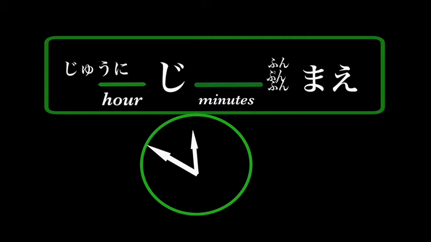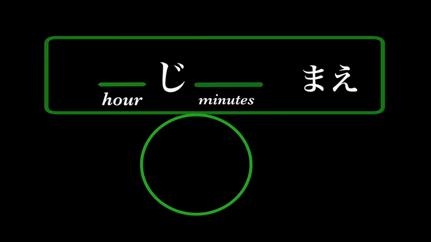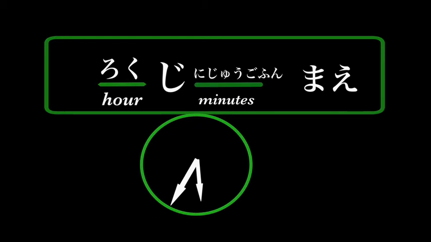Then we use the word mae, meaning in front of or before. So for example, if it was 10 to 12, 12 o'clock, 12時, 10 minutes, 10分, mae, in front. So 12 o'clock with 10 minutes in front. 12時, 10分, mae, 10 to 12. Another example would be 25 minutes to 6. 6時25分 mae. 6時 6 o'clock. 25分 25 minutes. mae, in front of.